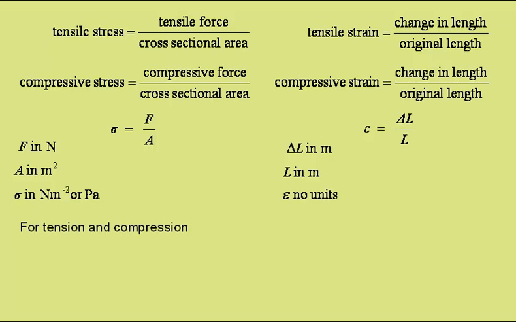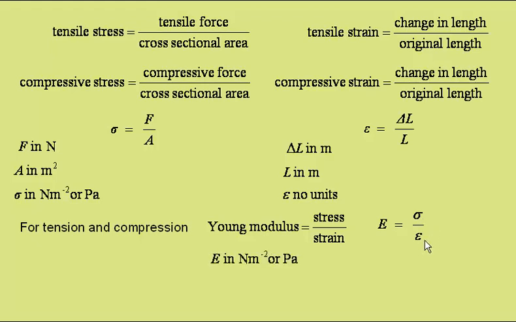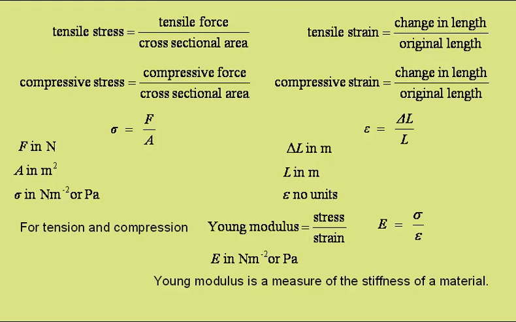For tension and compression, the Young modulus is equal to the stress divided by the strain, and the Young modulus is given the symbol capital E, and so is equal to sigma over epsilon. The Young modulus then comes out in units of newtons per square meter or pascals, the same units as stress. Young modulus is a measure of the stiffness of a material. This is covered in more detail on the video entitled Young modulus.